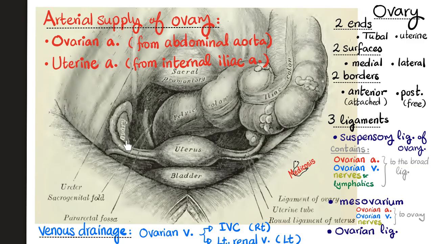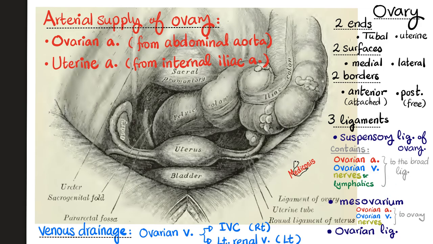It has two borders, anterior and posterior. The anterior border is attached to the uterus via the ovarian ligament, whereas the posterior border is free. We have three ligaments. One is called the suspensory ligament of the ovary, one is called the mesovarium, and one is called the ovarian ligament. Here you see the ovarian ligament. As for the suspensory ligament of the ovary and the mesovarium, they contain what? They contain ovarian vessels and nerves.